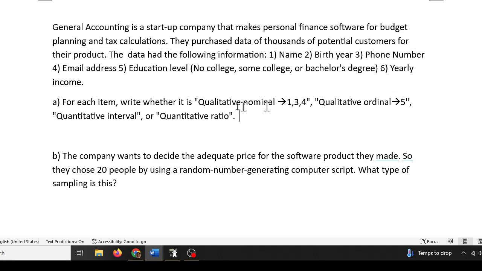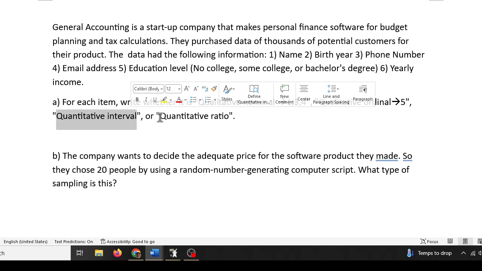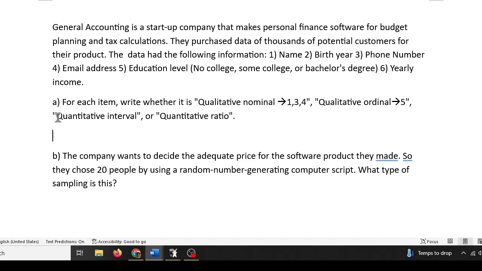Now let's look at the quantitative information. There are two types: quantitative interval and quantitative ratio. And the quantitative interval is the one that makes a lot of people confused. You say that information is quantitative interval if only the difference makes sense and the zero doesn't make sense. So that the ratio between two quantities doesn't make sense.